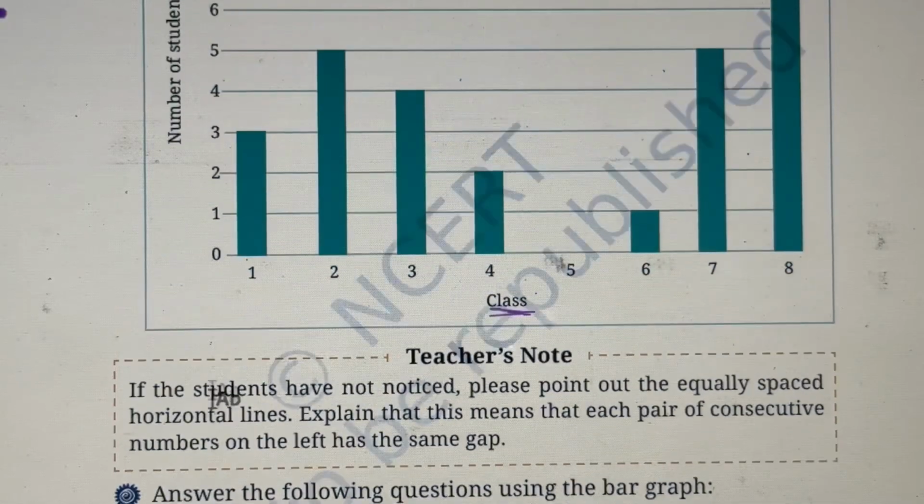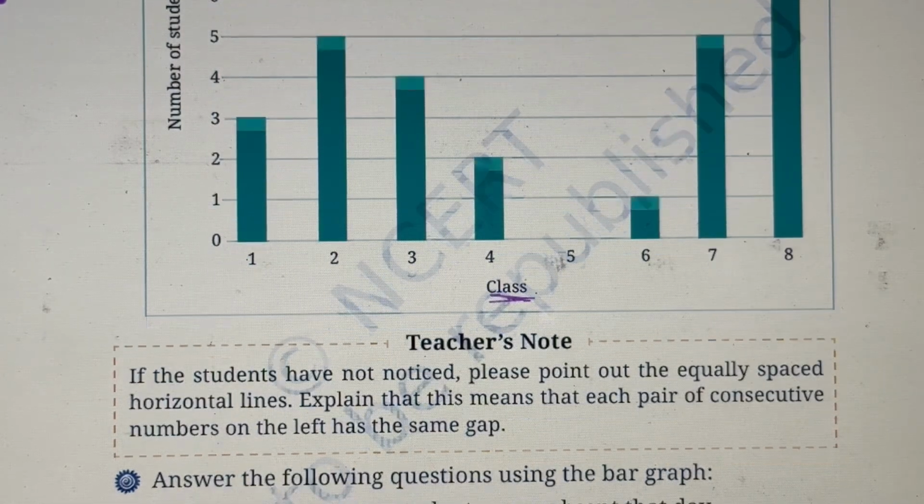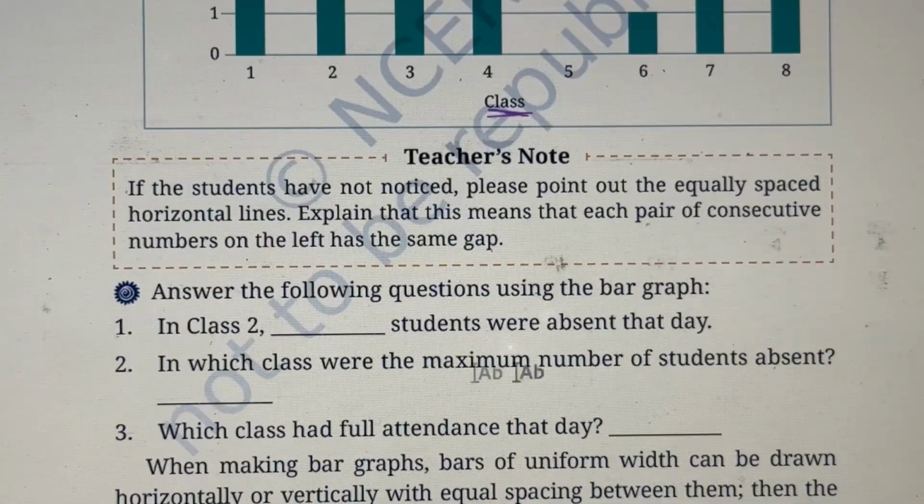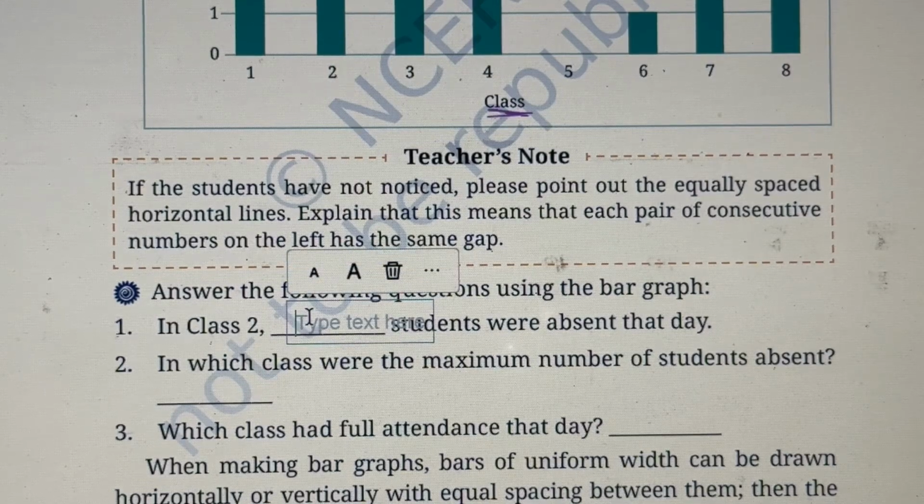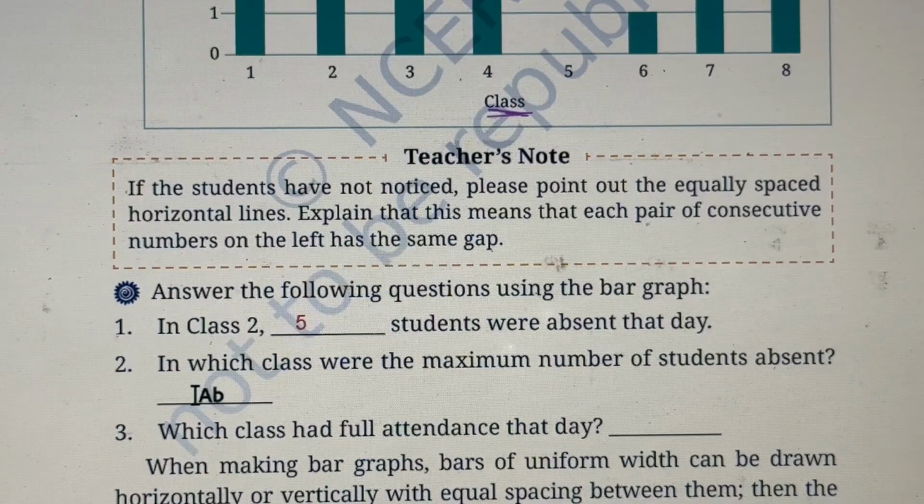So you have to see here, this is class 2, and you see the line goes till 5. So how many students were absent in class 2? 5 students. So that you need to write down as the answer. Okay, so class 2, 5 students were absent, so you write down 5. Clear? Next question is, in which class were the maximum number of students absent?